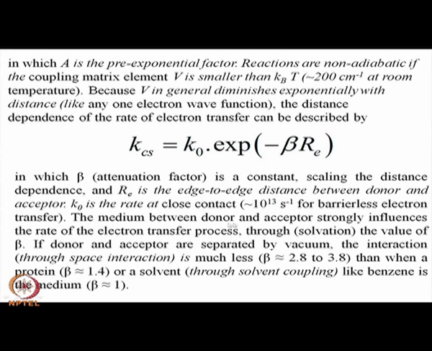The medium between donor and acceptor strongly influences the rate of electron transfer process through solvation, the value of beta. If donor and acceptor are separated by vacuum, the interaction through space is much less. In that case, beta is found to be of the order of 2.8 to 3.8. Then beta is approximately 1.4 for protein, or for a solvent through solvent coupling like benzene, beta is 1.